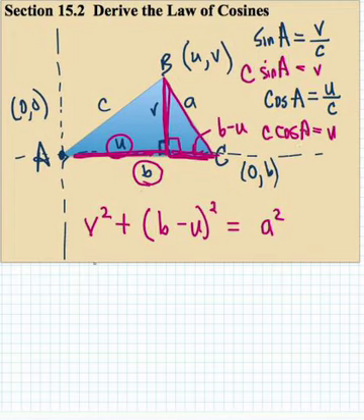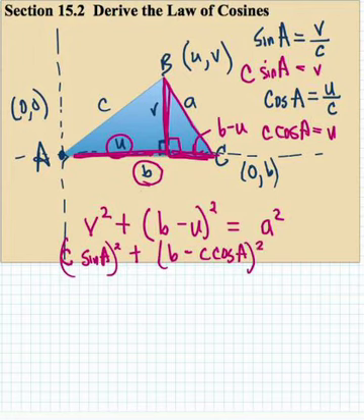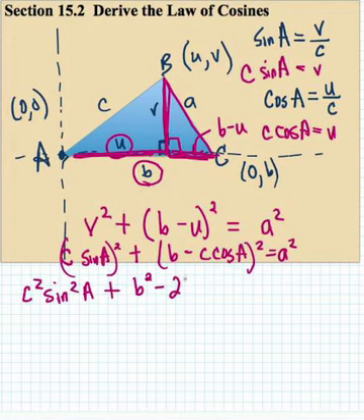So let's simplify this with a bunch of algebra now. We're going to get C sine of A squared plus B minus C cosine of A squared equals A squared. So C squared sine squared of A plus, working this kind of foiling, B squared minus 2BC cosine of A. That's going to be my middle term, and then my last term, C squared cosine squared of A, equals A squared.